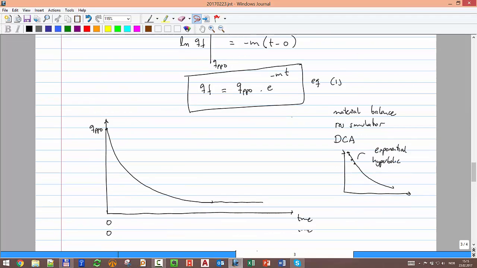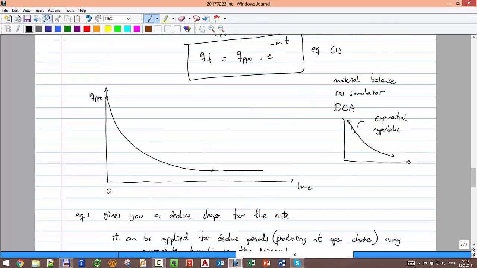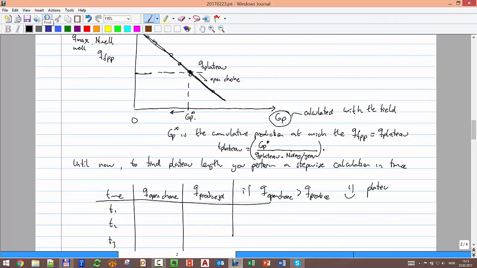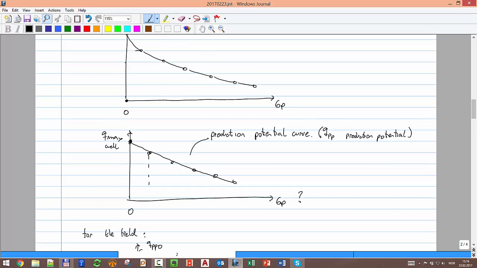Now let's see. What is that m? What is this decline constant? How can we find it? The slope. But where does the slope come from? The straight line curve. I will have to calculate or approximate that potential somehow.